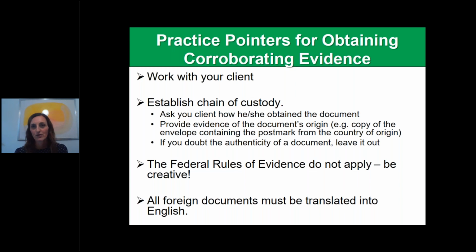Another great thing about corroboration in asylum cases is that the federal rules of evidence do not apply. So you really can be creative in terms of what you are going to present and what is admissible in court. So for example, in a lot of cases, we see clients who receive threats from gang members, from family members, things of that nature, and they have text messages from these clients. You can take snapshots of those text messages and you can admit those as evidence in these cases.